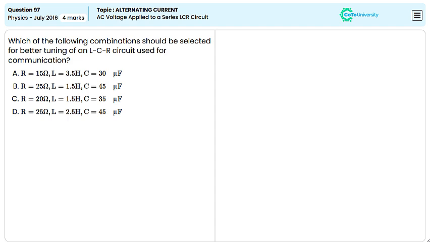The resonance frequency f of an LCR circuit is given by the formula f is equal to 1 by 2 pi square root of LC, where L is the inductance in henries and C is capacitance in farads. The quality factor Q determines the sharpness of resonance, and it is given by the formula Q is equal to 1 by R square root of L by C. We will compute the quality factor Q for each combination.